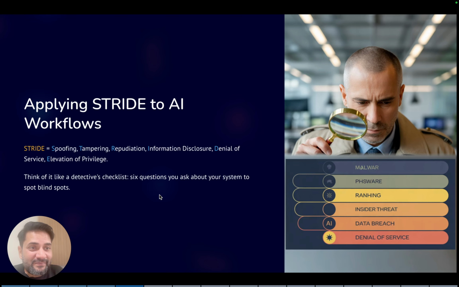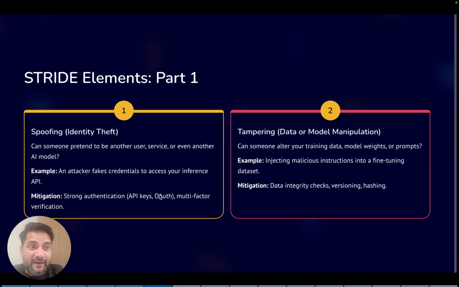Number 1 is spoofing. Identity theft. Can someone pretend to be another user, service, or even another AI model? For example, an attacker fakes credentials to access your inference API. The mitigation: strong authentication with API keys and OAuth and multi-factor verification.